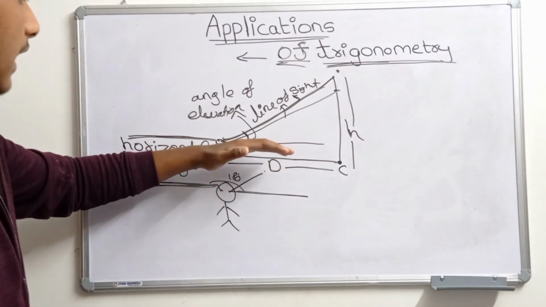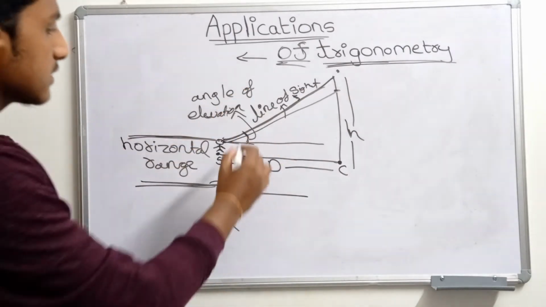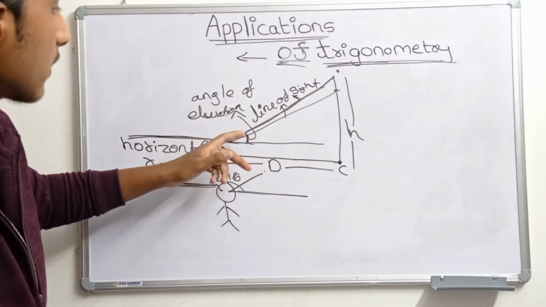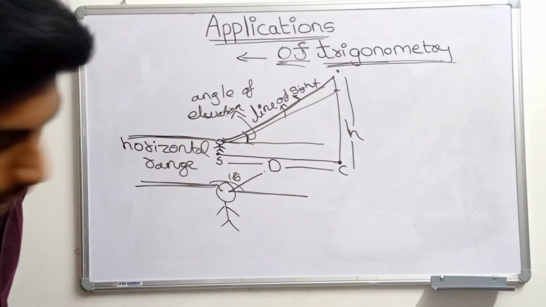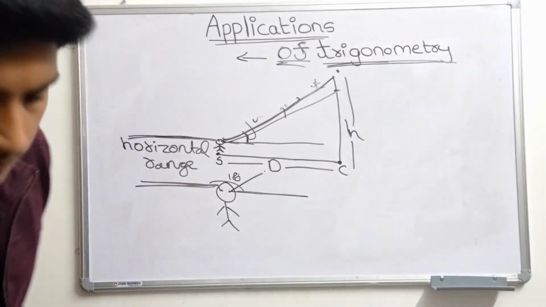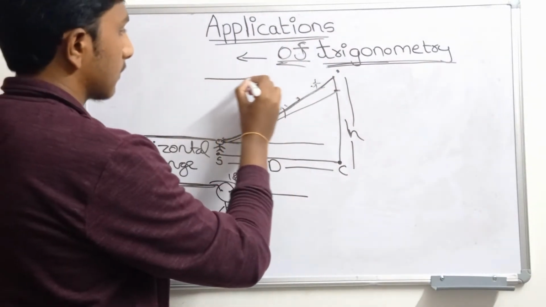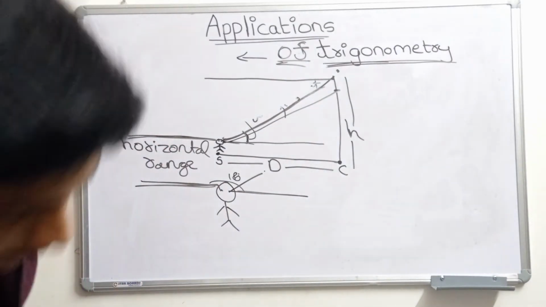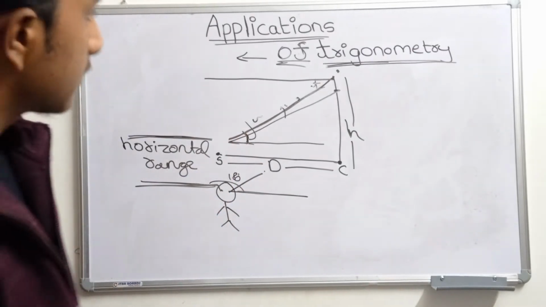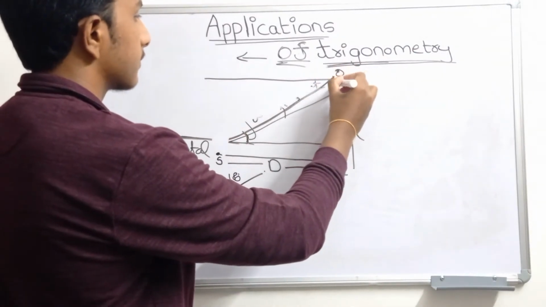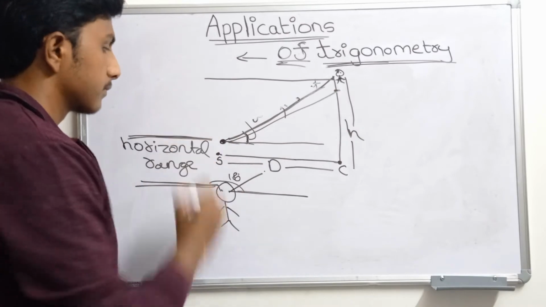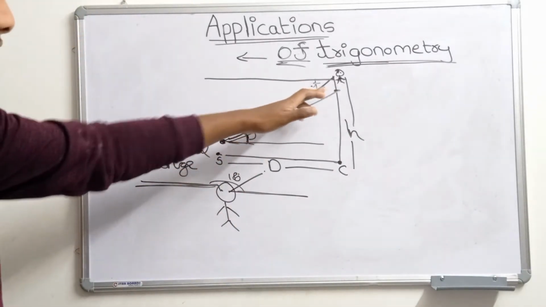Okay guys, the angle between the line of sight and horizontal range is known as angle of elevation. Suppose we change the position of the person and the object. Now we'll take the person standing here and watching an object here.